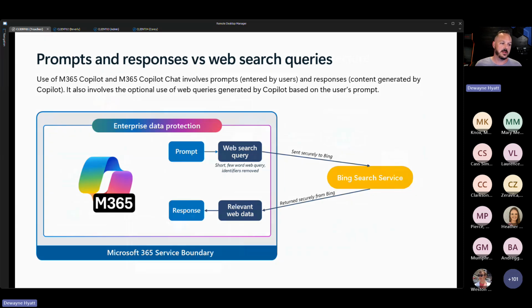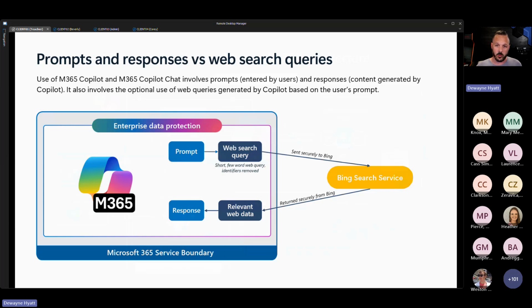Here's another graphic that's kind of an older one. This one's been around for a while. This shows the workflow or the architecture of using Copilot. You're going to see the same concept noted here, but it's a little bit more technical of a diagram.